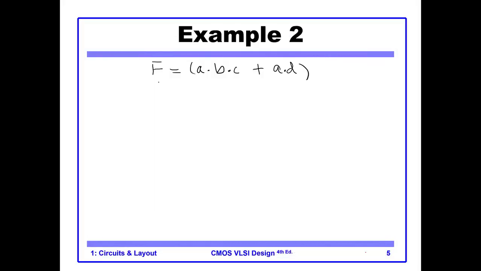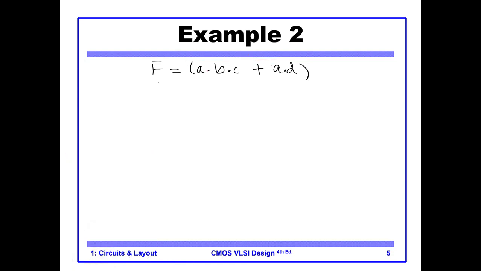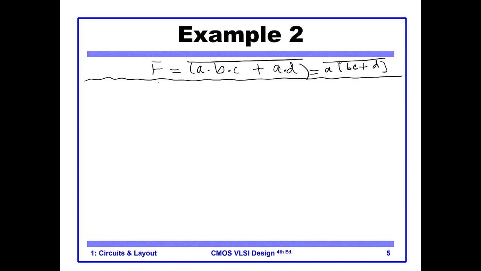So let's consider a second example. This is (a dot b dot c plus a dot d) whole bar. So let me take the red color off, and we can simplify it a bit by taking a common. So we say a dot (bc plus d) whole bar. So this is our function that we want to implement and then lay it out.